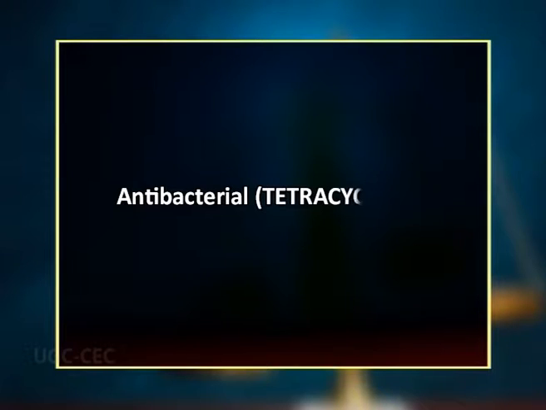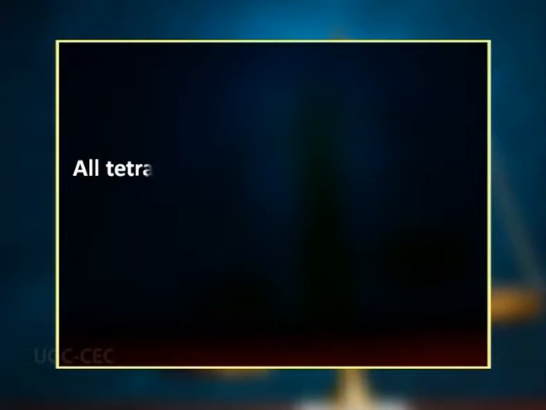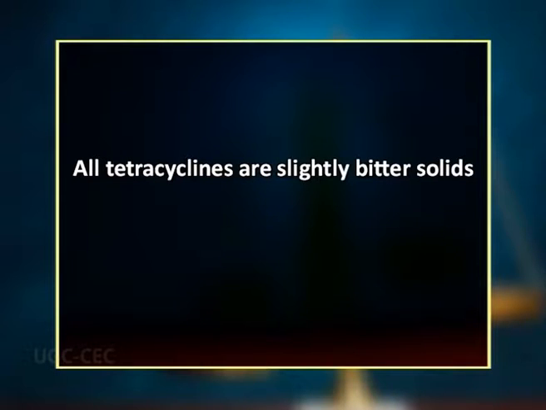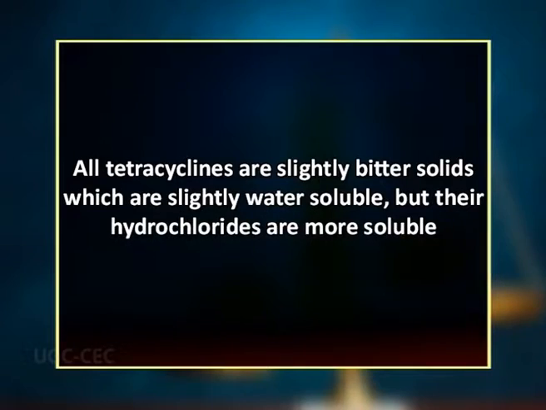In antibacterials, we will study about tetracyclines. These are a class of antibiotics having a nucleus of 4 cyclic rings. All tetracyclines are slightly bitter solids, which are slightly water soluble, but their hydrochlorides are more soluble. Aqueous solutions are unstable. All have practically the same antimicrobial activity. The subsequently developed members have high lipid solubility, greater potency and some other differences.